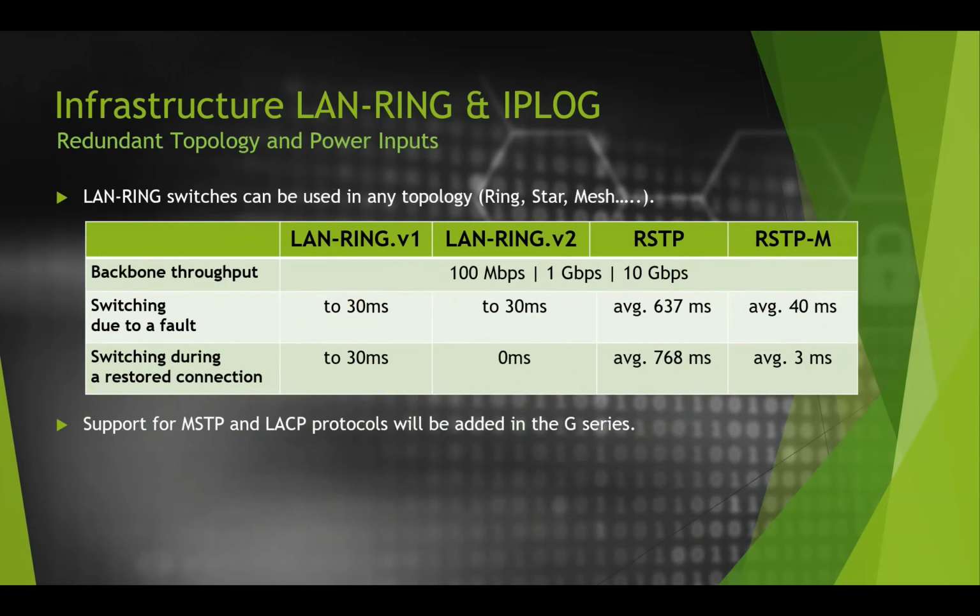The table shows the speed comparison of individual protocols. In order to maintain compatibility with all older generations of switches, the first version of the LAN ring protocol is also available in the latest versions. We refer to our version of the RSTP protocol as RSTPM. It is faster than common RSTP implementations, but at the same time guarantees backward compatibility with third-party RSTP.